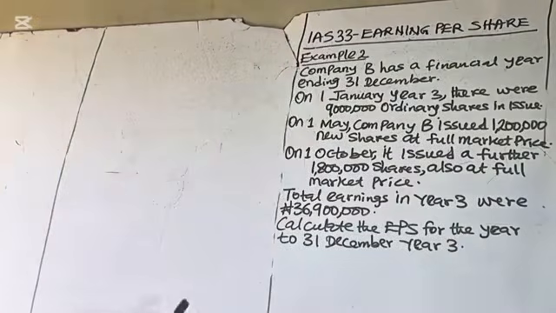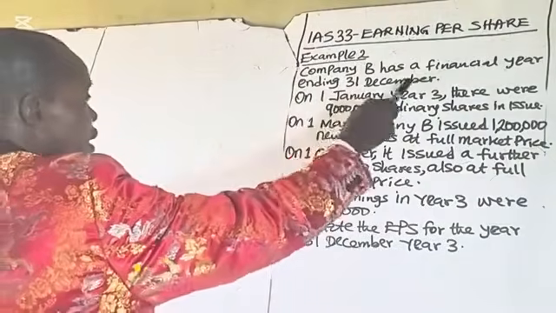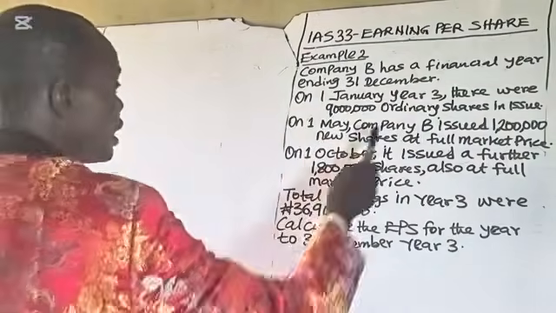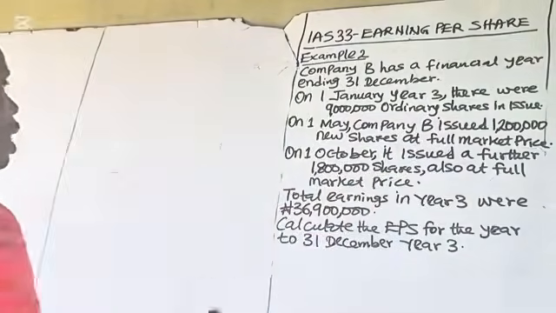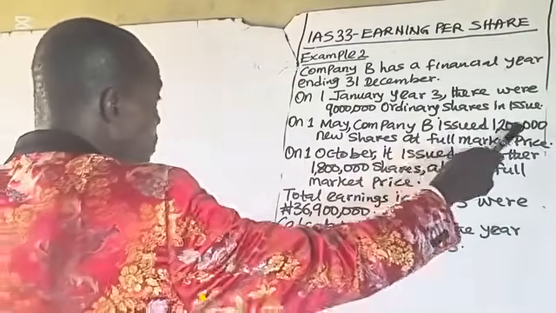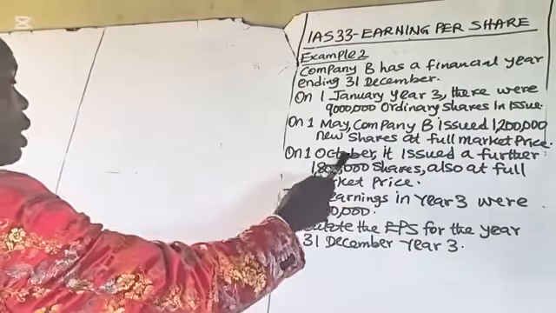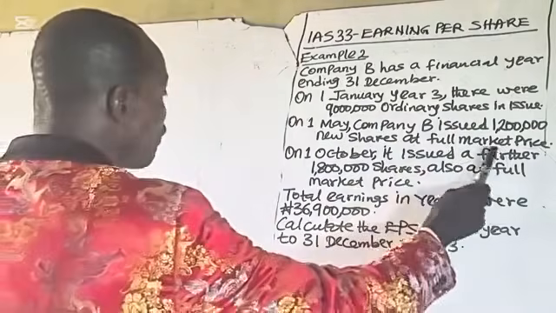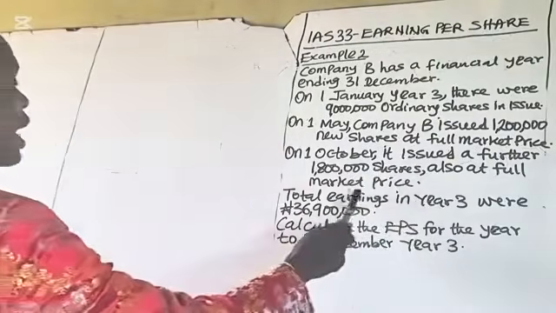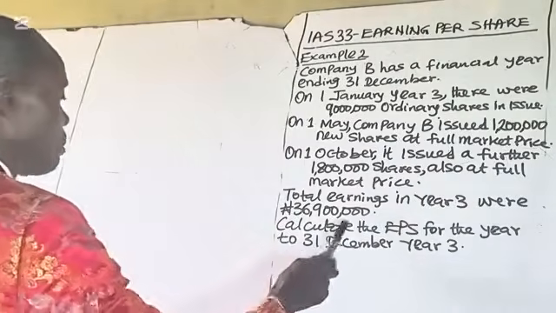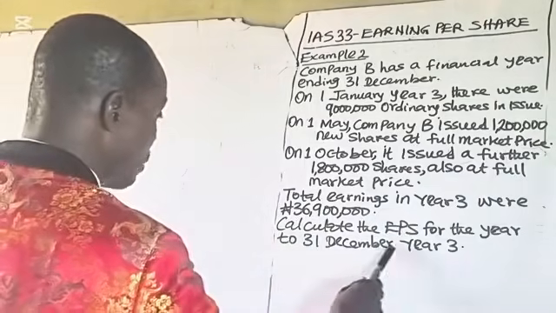Example 2. Company B has a financial year ending 31st December. On 1st of January year 3, there were 9 million ordinary shares in issue. On May 1st, Company B issued 1.2 million new shares at full market price. On 1st October, it issued a further 1.8 million shares, also at full market price. Total earnings in year 3 were 36.9 million naira.